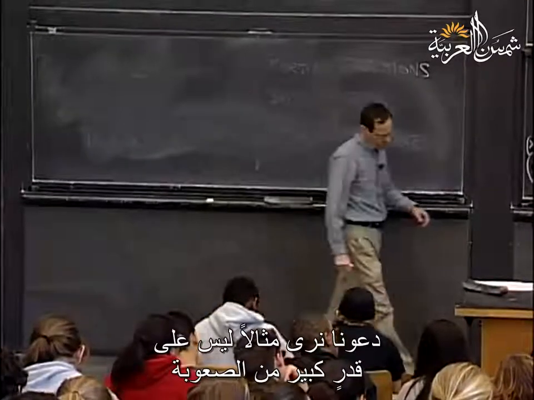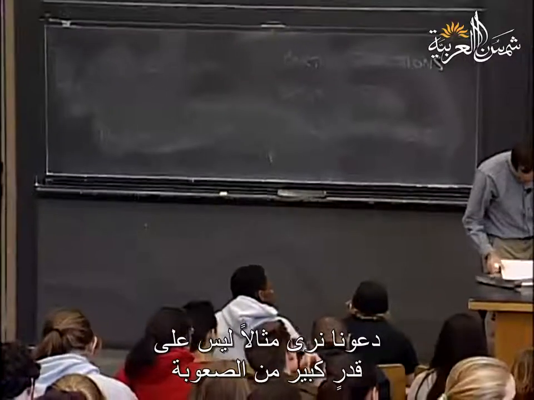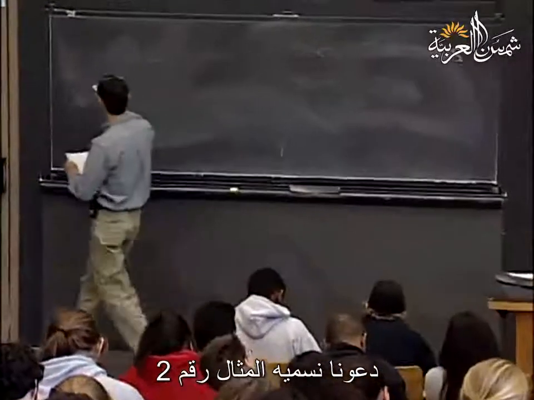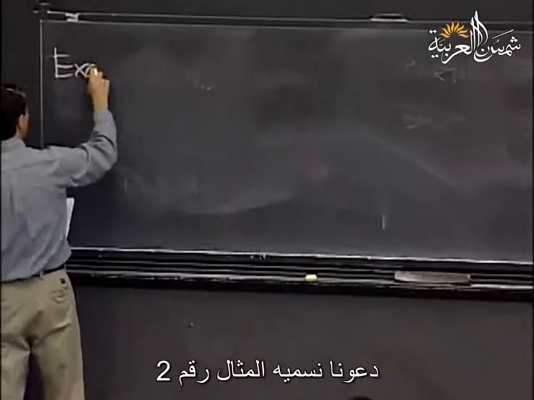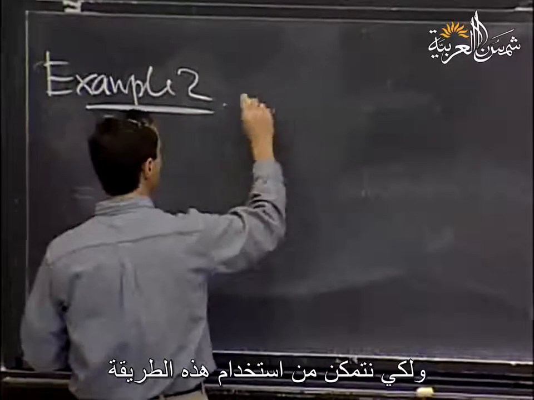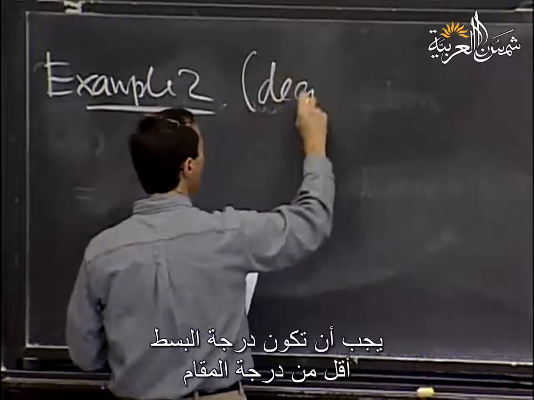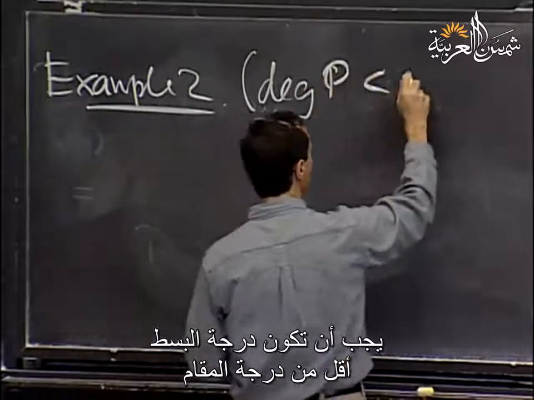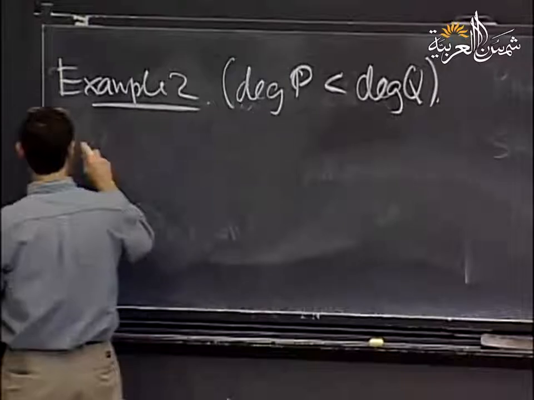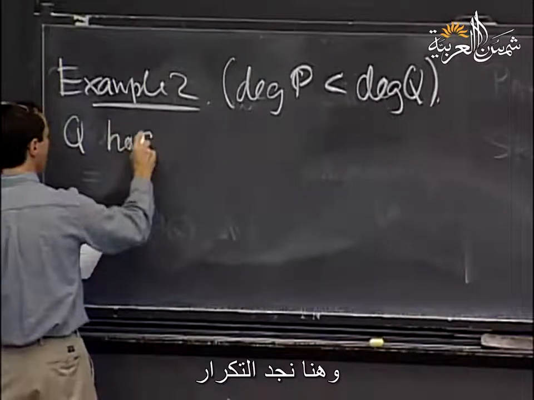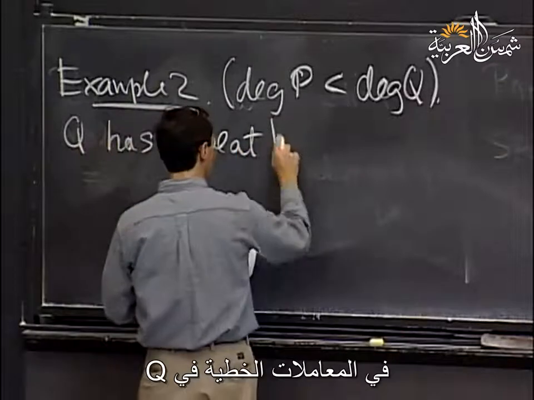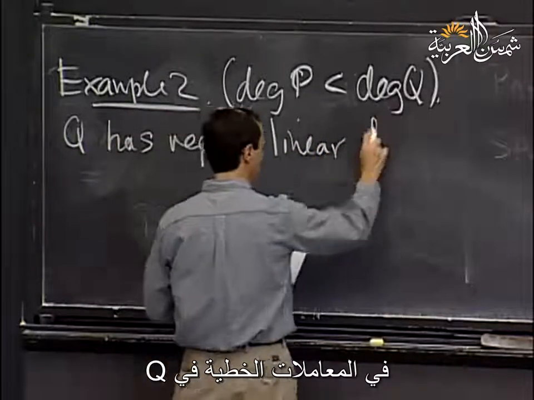Well, let me get one that doesn't come out to be extremely ugly here. So this is what we'll call example 2. And this is going to work when, you'll always need that, the degree of the numerator is less than the degree of the denominator. And Q has now repeated linear factors.